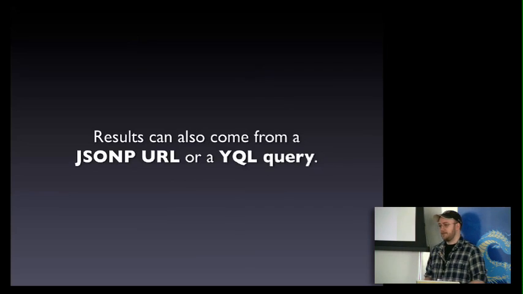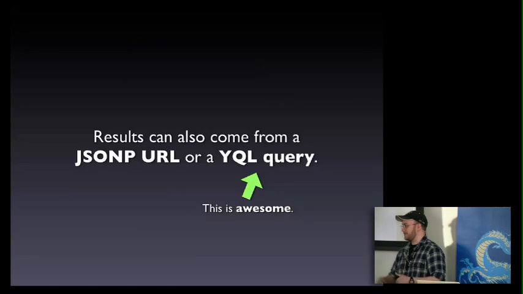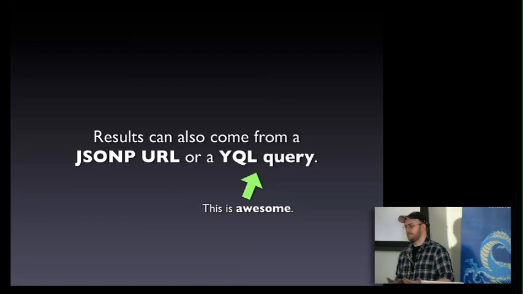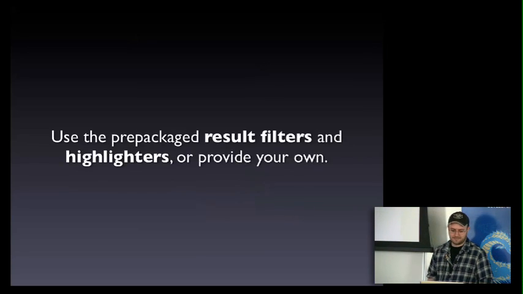In addition to that, you can use a plain JSONP URL as a string, or you can use a YQL query. So you just give autocomplete a YQL query, and it knows exactly what to do with that query, how to find results, how to parse them out of the response. Super awesome, I think. But you tell me.